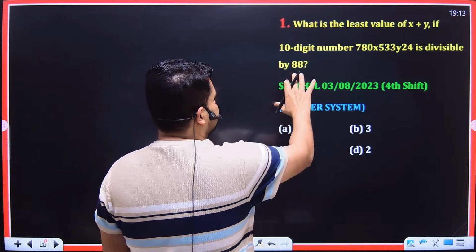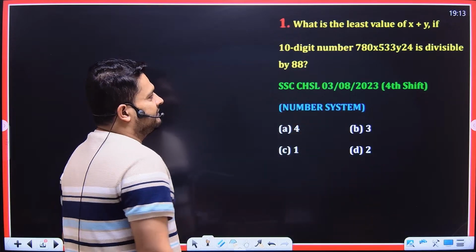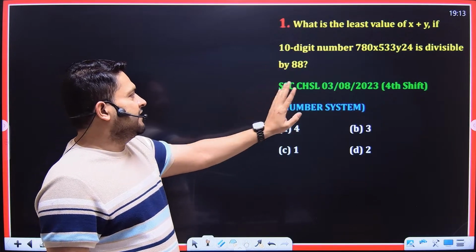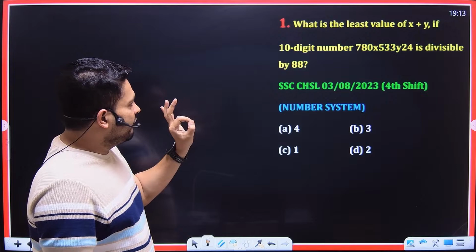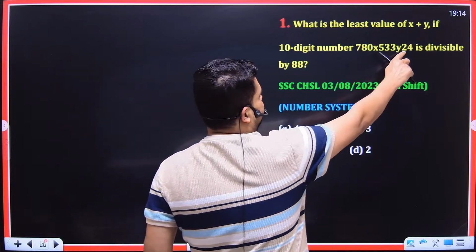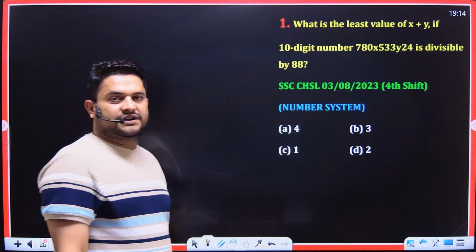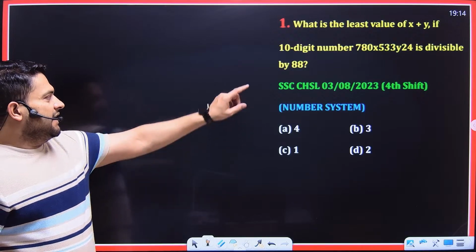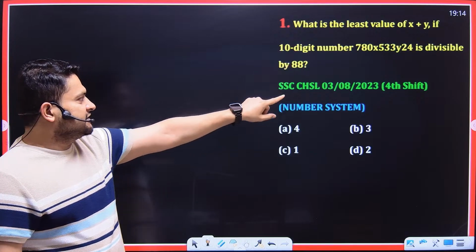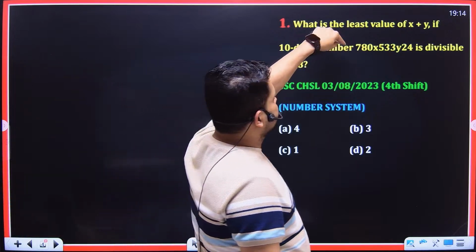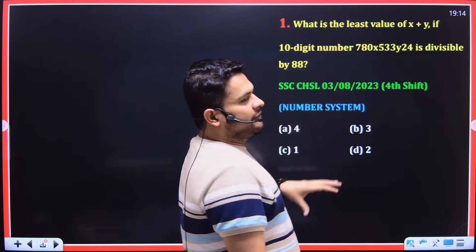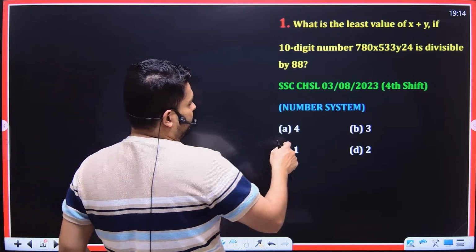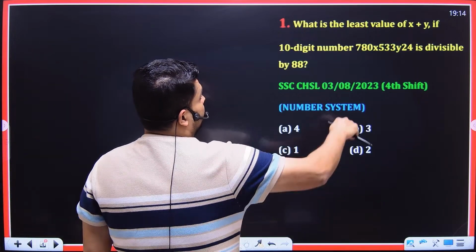Suppose a number is divisible by 88, then it must be divisible by 8 and by 11. The divisibility rule of 8 says that the last 3 digits should be divisible by 8. The divisibility rule of 11 says that the difference of the sums of the alternate digits of a number should be 0 or a multiple of 11. We have to find the least value of x plus y.